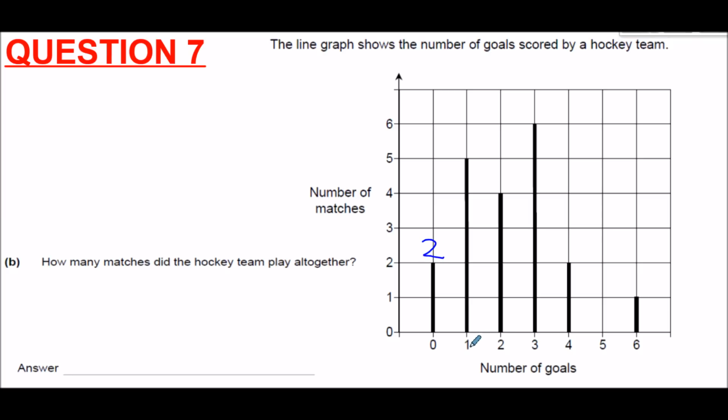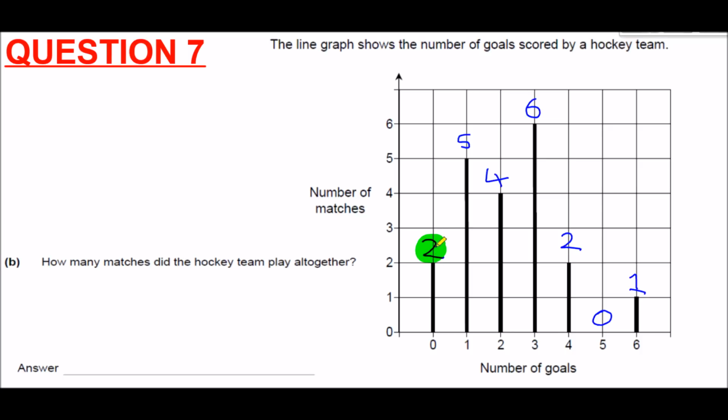How many matches did they score 1 goal for? That was 5, just checking the heights of the bars. 2 goals they scored in 4 matches. 3 goals in 6 matches. 4 goals in 2 matches. We've never scored 5 goals in a match. And 6 goals they scored in 1 match.